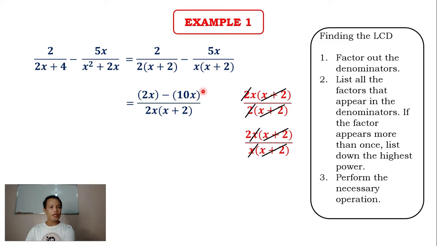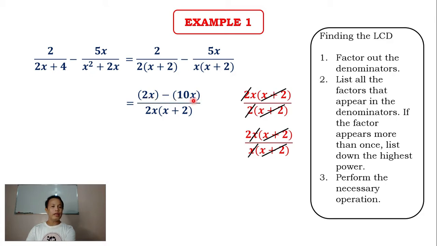Afterwards, we focus our attention on the numerator. This is now 2x minus 10x. Since 2x and 10x are like terms, they have the same variable and the same exponent, so we can combine these two terms.